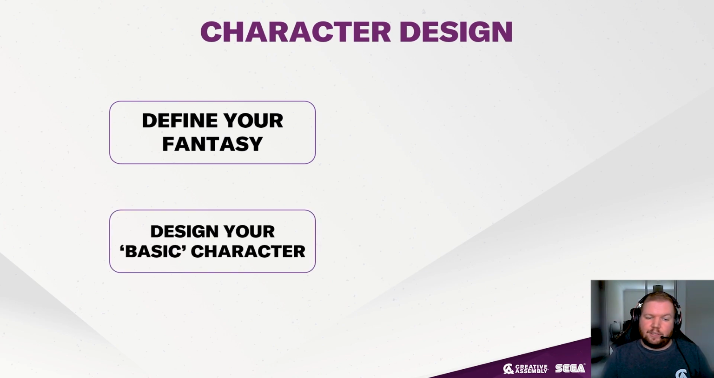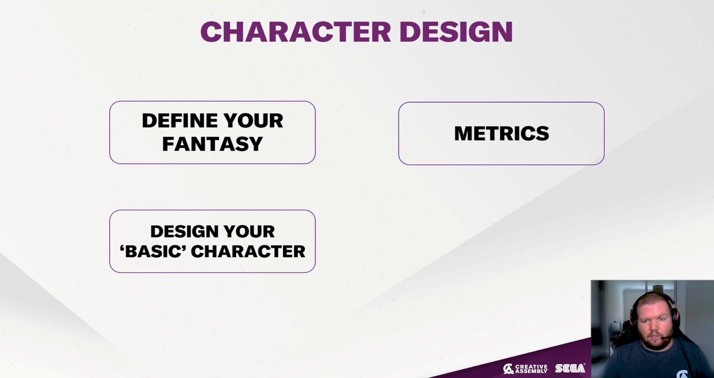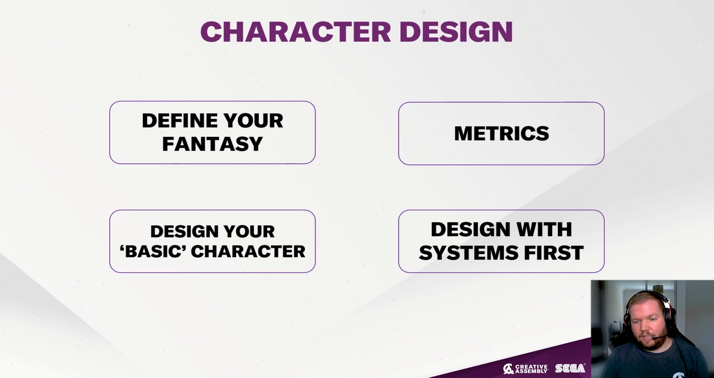Point number two is that you design your basic character first. You use metrics to sort of describe your character, and then design with systems first. If you follow these 4 steps and some of the other basics like affordance and convention and all of that, this should give you a solid understanding of how you can make your character design feel intuitive in your game world.